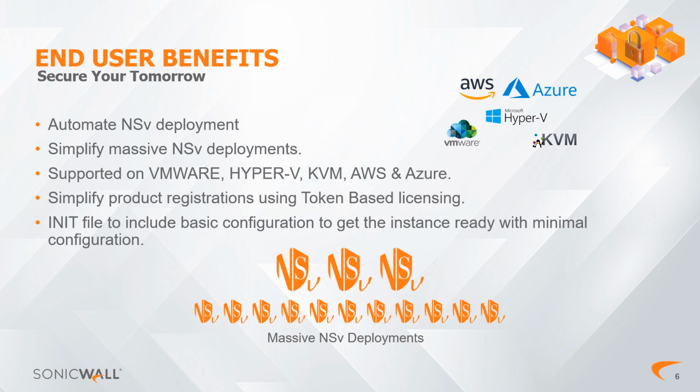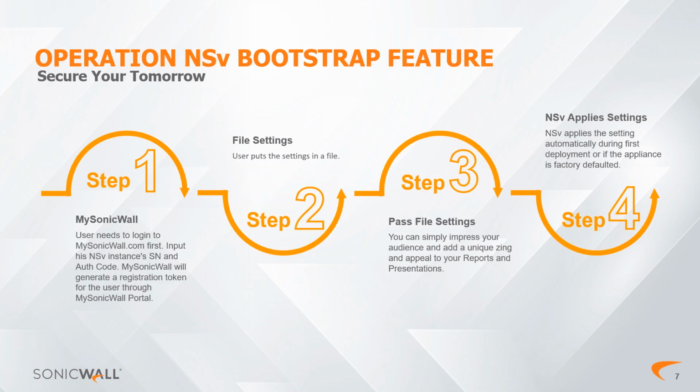in managing NSv instances. Operation of the NSv Bootstrap feature. The user must log into mySonicWall.com first and input the NSv serial number and authentication code, which will generate a registration token. Then, the user puts the token into the settings file and converts this file into an ISO file. The ISO file is mounted to the NSv.